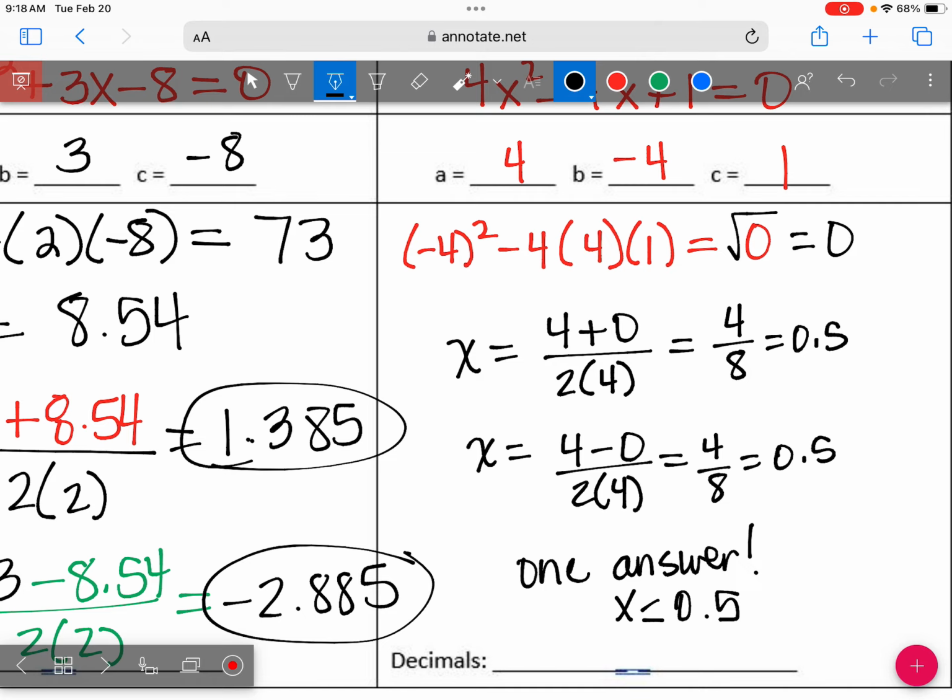All right, we'll do one more and then we'll be finished. What is it, 9:18? Oh yeah, one more. One more and we're done.